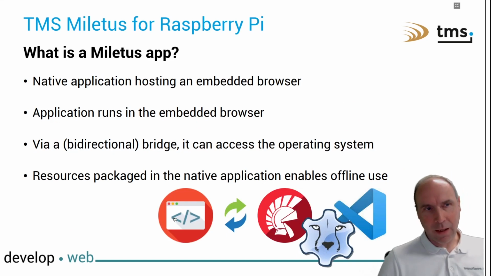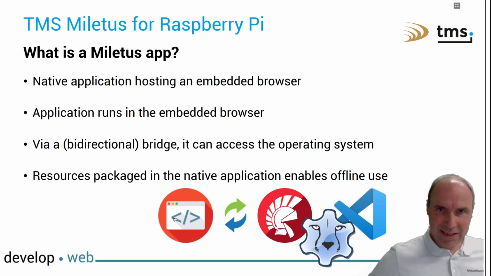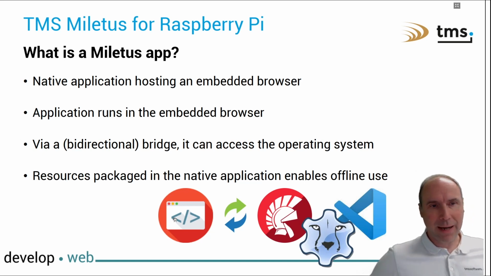First of all, what is a Miletus application? A Miletus application is a native application that runs on desktop operating systems, but also, of course, on the Raspberry Pi. And these desktop applications host an embedded browser. The actual application, the code that you write, runs within this embedded browser.